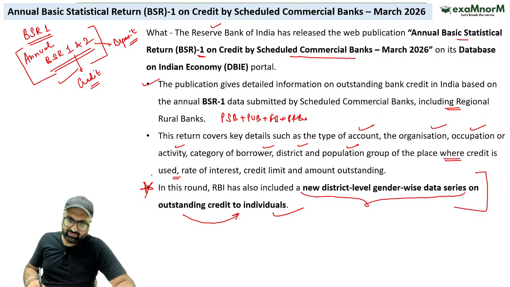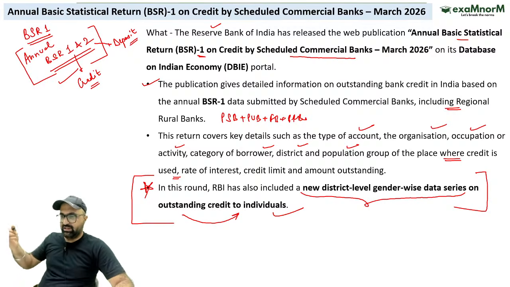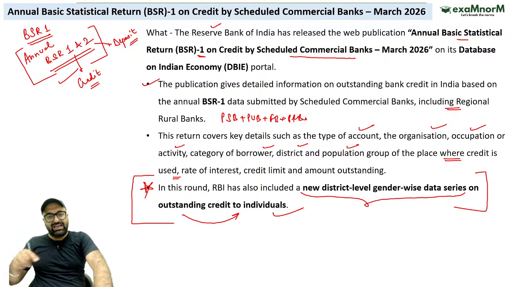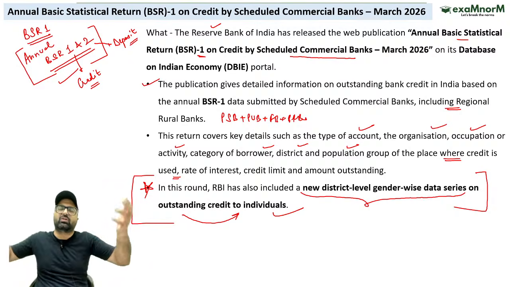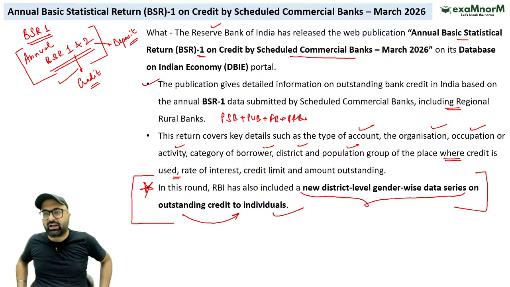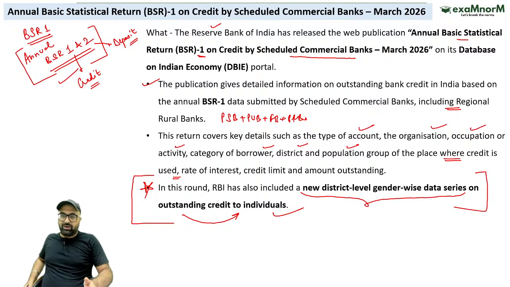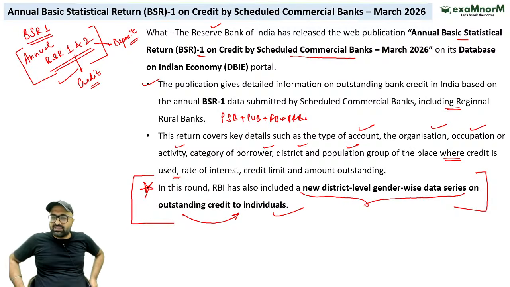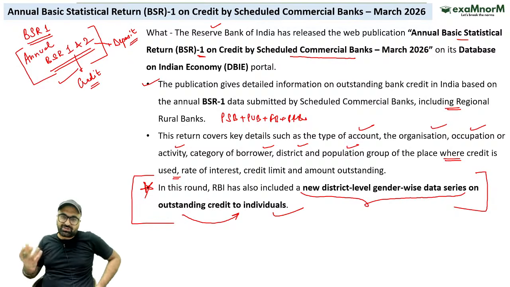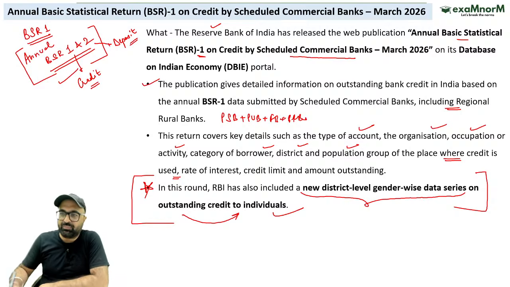कि भैया district-wise, gender-wise, district level gender-wise data has also been released. Obviously, we will not be remembering that data, but we must know that this new addition has been done by RBI. तो ये पहला point है which you need to remember. Second point is it is presented for scheduled commercial banks including RRBs. Bus. These two things you need to remember from here.